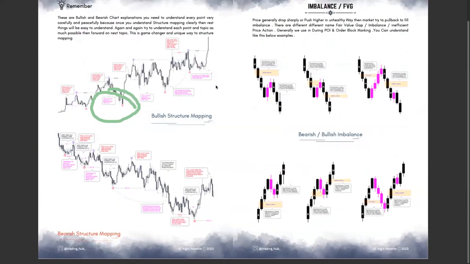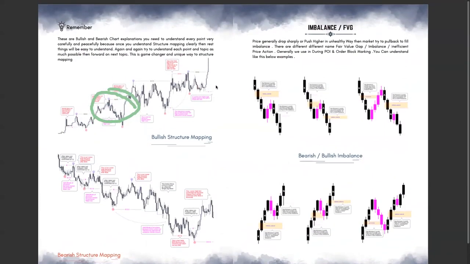Okay, now the next part is imbalance and fair value gap. So right now, this is an explanation about imbalance and fair value gap. You can ask me here if you have any question regarding this one. And this part is structure mapping, and this one is the imbalance part. So if anyone has a question, you can ask me here.